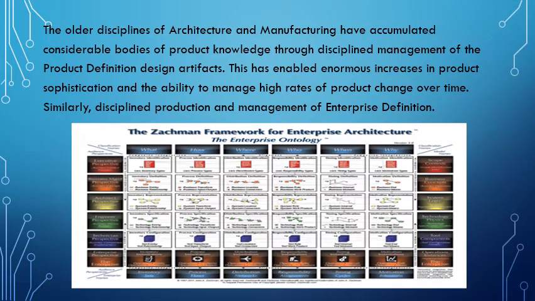So the older disciplines of architecture and manufacturing have accumulated considerable bodies of product knowledge through disciplined management of the product definition design artifacts. This has enabled an enormous increase in product sophistication and the ability to manage high rates of product change over time. Similarly, disciplined production and management of enterprise definition, the set of models identified in the framework for enterprise architecture, should provide for an accumulation of a body of enterprise knowledge to facilitate an enormous increase in enterprise application and accommodation of high rates of enterprise change over time.